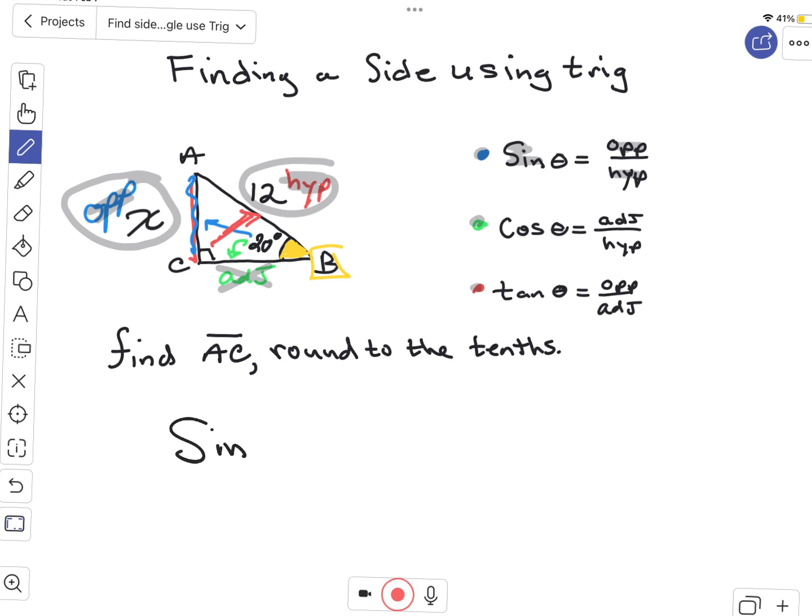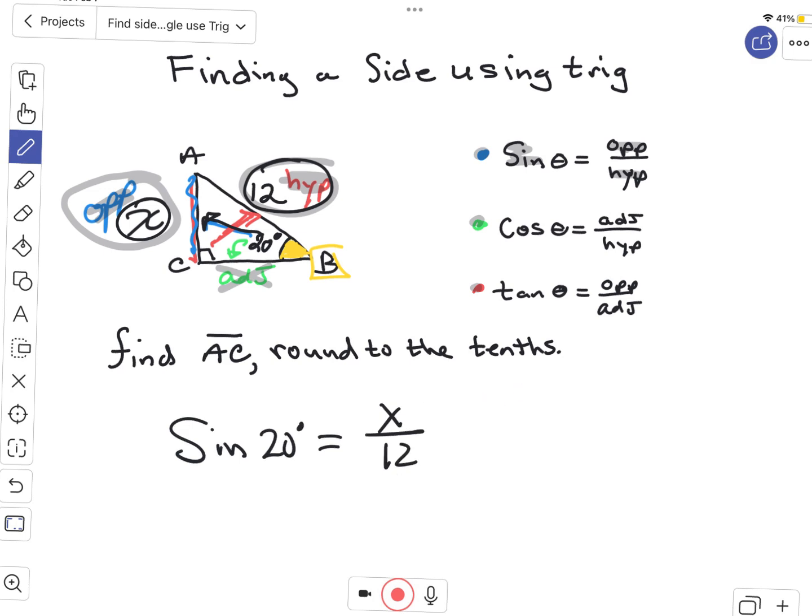So we're going to say the sine of 20 degrees is equal to the ratio. Remember, the opposite side goes in the numerator, and isn't the opposite side X? And doesn't the hypotenuse go in the denominator, and isn't the hypotenuse 12? So that's how we construct our equation.